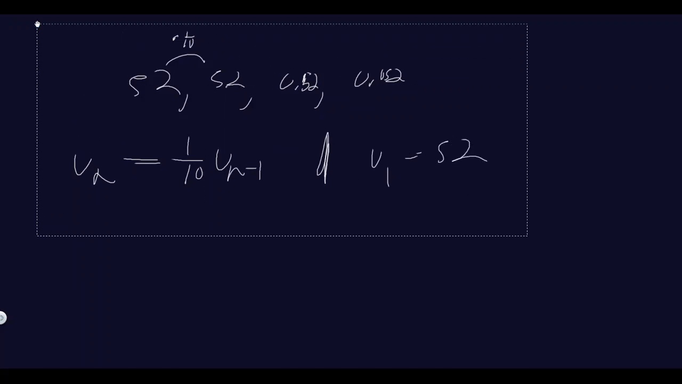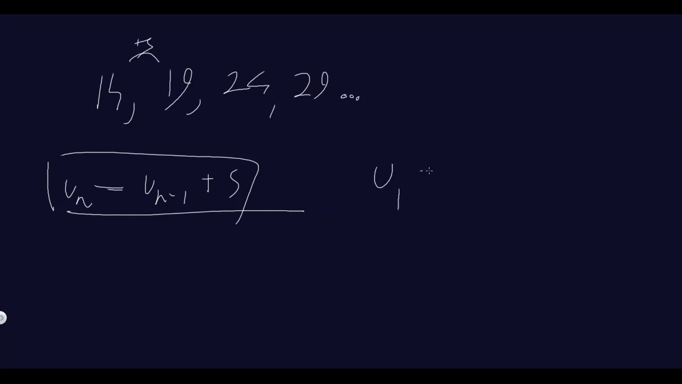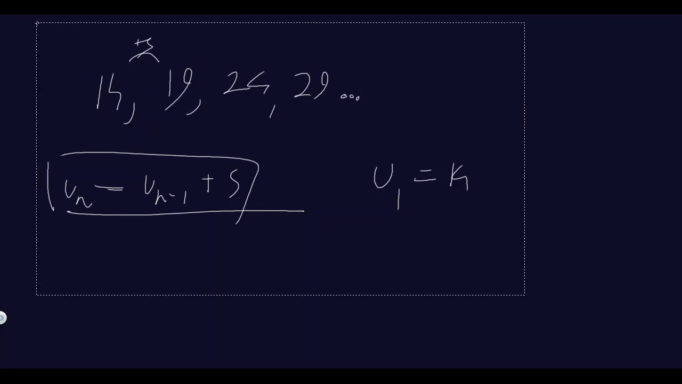Now, it's not always going to be the same, so that is why we're going to do some more challenging examples coming up. Let's do one more simple one, and then we'll do the challenging question. So 14, 19, 24, and 29, etc. Obviously, what we're doing here is adding 5, so our general term would be u to the n minus 1 plus 5, specifying that our first term would be 14. And that would be the answer to this question.